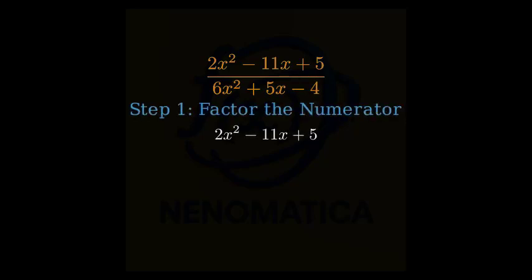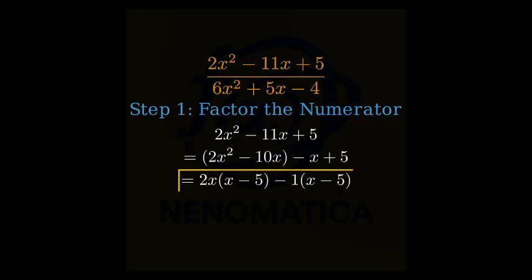We start with 2x squared minus 11x plus 5. Group the terms as 2x squared minus 10x minus x plus 5. Factor each group: 2x times x minus 5, minus 1 times x minus 5. Now factor out the common factor x minus 5. The numerator becomes (x minus 5) times (2x minus 1).